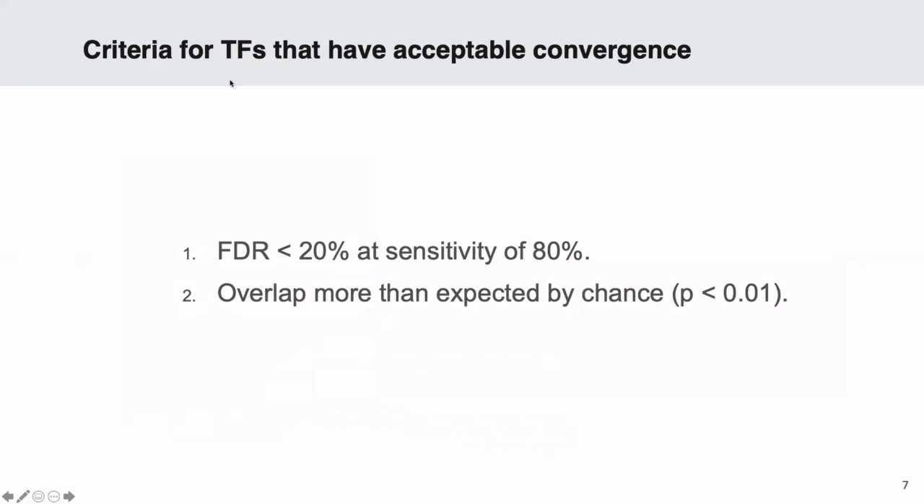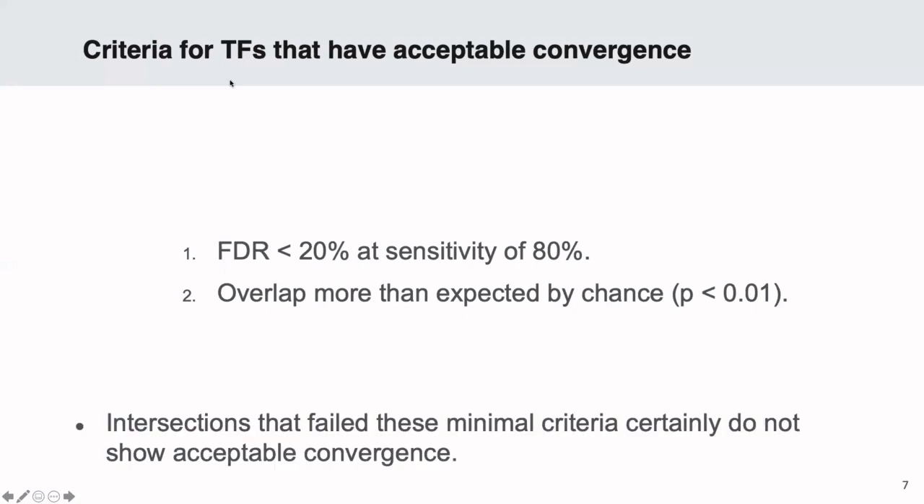So we come up with two criteria to argue that a TF is showing convergent evidence from both data sets. One, the FDR lower bound has to be below 20% at a sensitivity of 80%. And also the bound and responsive overlap between the two data sets should be more than expected by chance. We think these criteria are already very liberal, so any intersection that fails these criteria should not be considered to show convergent evidence.